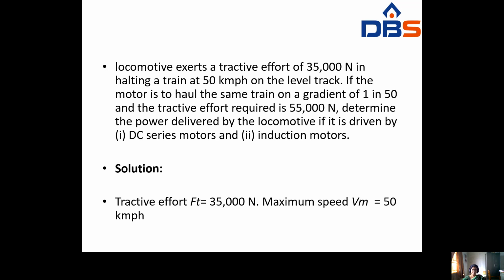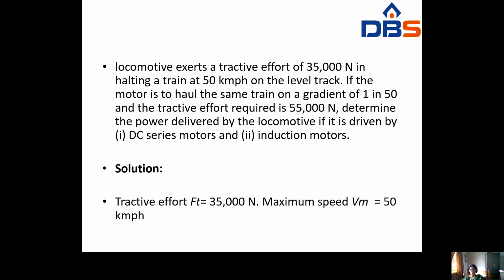Okay, and here the speed of the motor is given as 50 km per hour. If the motor is to haul the same train on a gradient of 1 in 15, and the tractive effort required is 55,000 newtons, determine the power delivered by the locomotive if it is driven by a DC series motor.